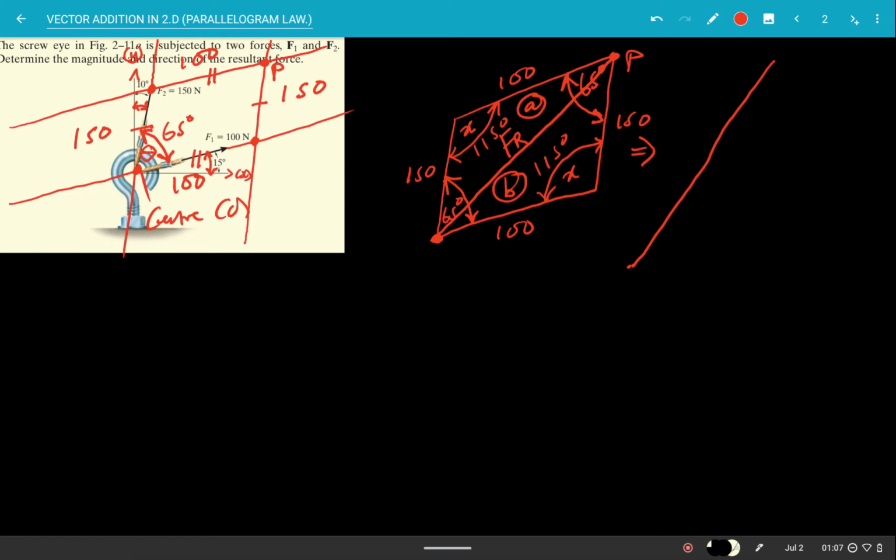You guys should have better drawings than me, because you have rulers. Unfortunately, I do not have a ruler. Okay, so like that. Alright.